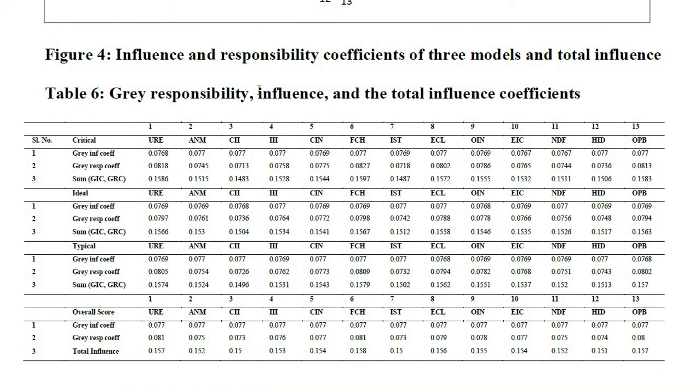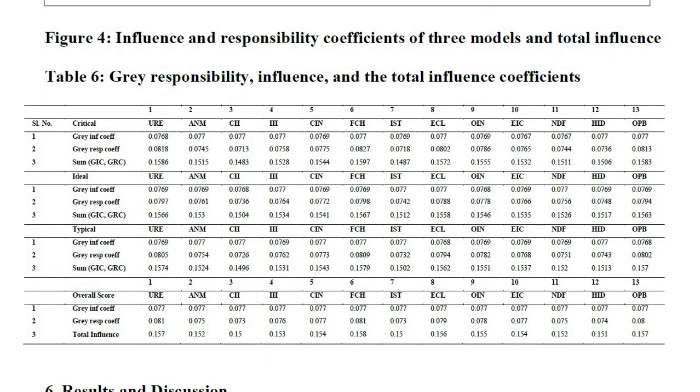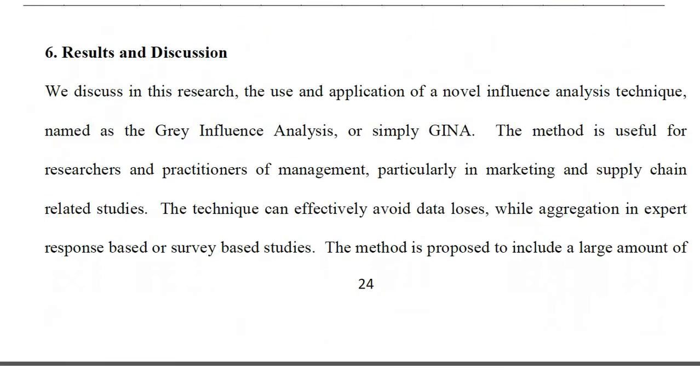Now we have the gray responsibility influence and total influence coefficient we are representing, and Table 6 is representing that. Based on that, we identified the most important factors in the system. Okay, now what about result and analysis?